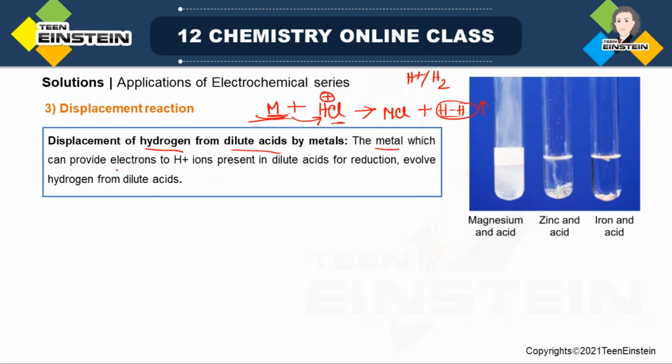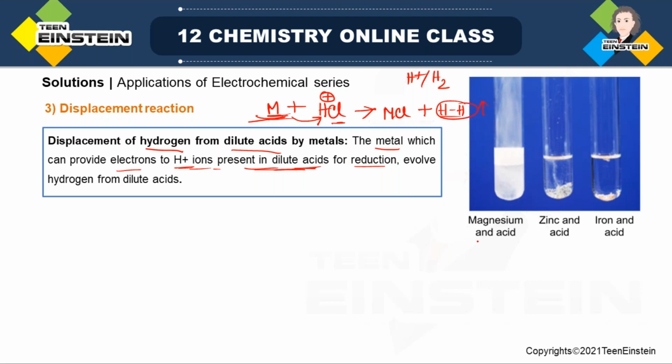The metal which can provide electrons to H plus is acting as a reducing agent. It is feeding electrons to the H plus system, the H plus ions present in dilute acid. If you take H2SO4, then also there is H plus. So it can provide electrons to H plus ions present in dilute acids. That is, reduction is going on, and it can evolve hydrogen from dilute acids.